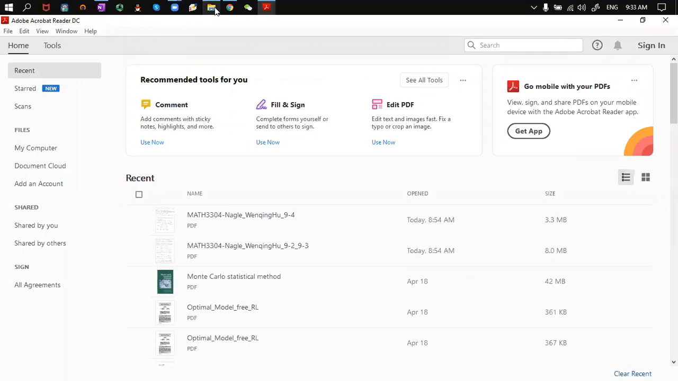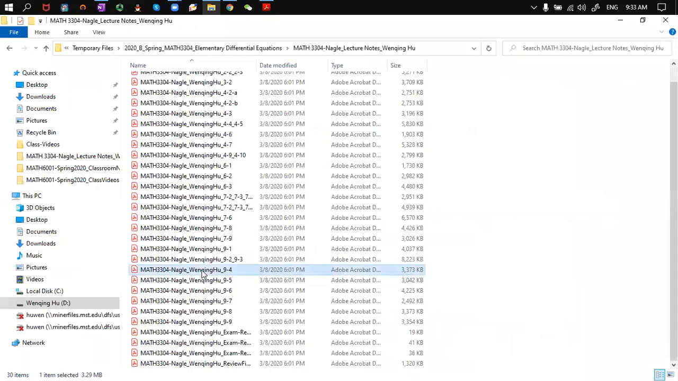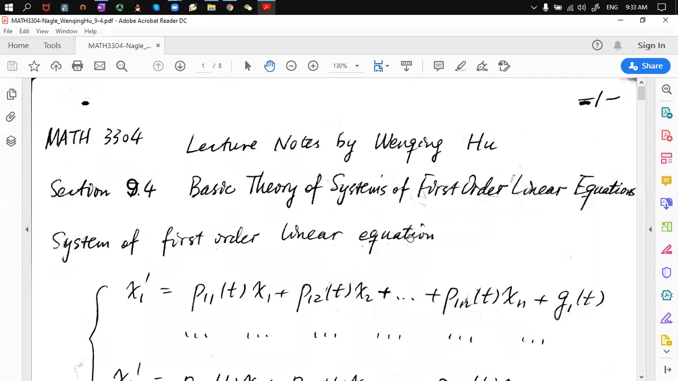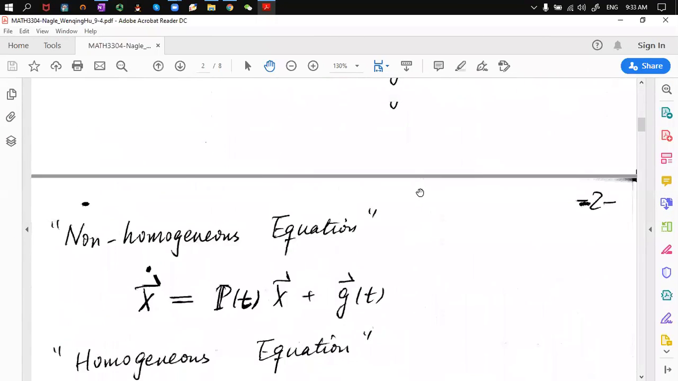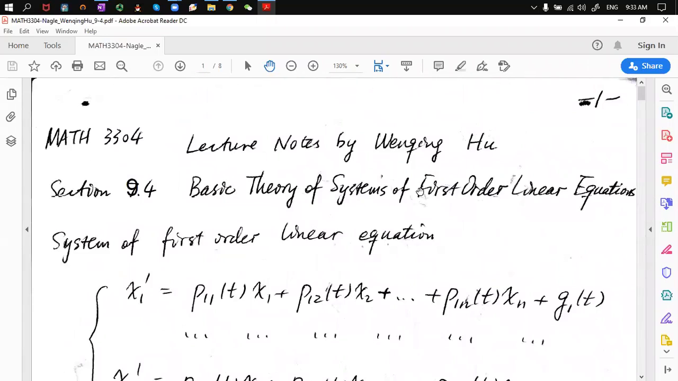So that's what we want to have for linear algebra. Now let's come back to differential equations. We're going to tell you how a system of first order differential equations can be solved using this linear algebra stuff.